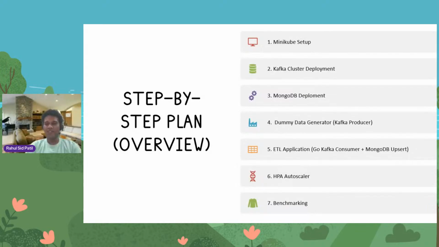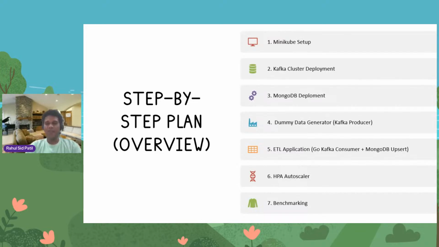After that, we will spin up MongoDB, which will act as our sink database. Next, we will deploy a dummy data generator, which is a Kafka producer that continuously pushes test data into the topic. Then comes our ETL application, again built in Go. This will consume Kafka events and write them into MongoDB.